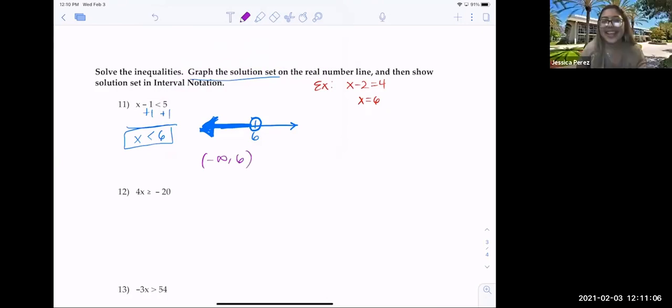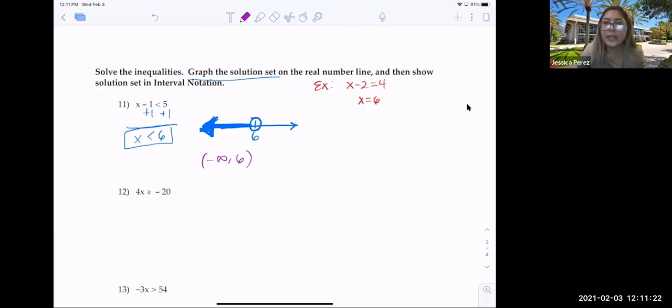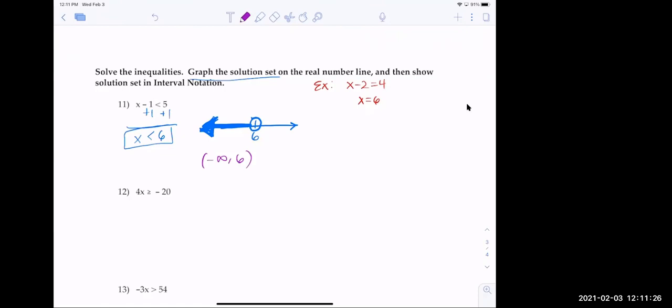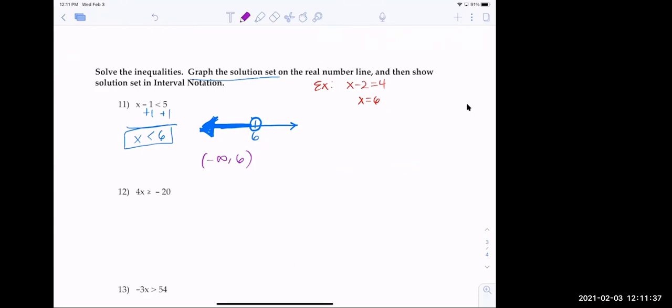Okay. So then, Wendy, do you have a question? Yes, I have a question. On the parentheses, do you always have to do first a negative number and then a positive number? What do you mean? Like right now you do the parentheses and then negative infinity and then comma 6. I know it's because it's in order. Okay, because it's in order. So smallest to greatest, always.